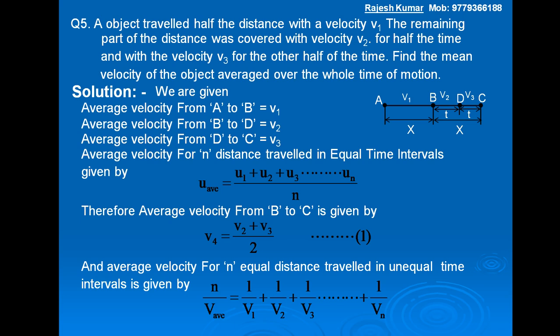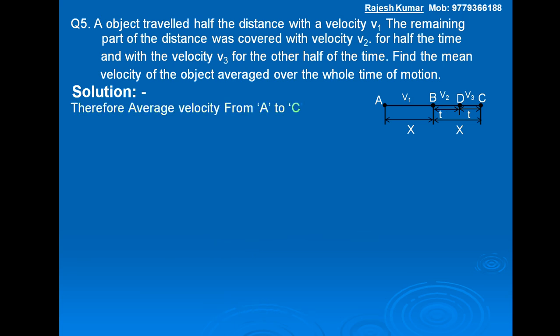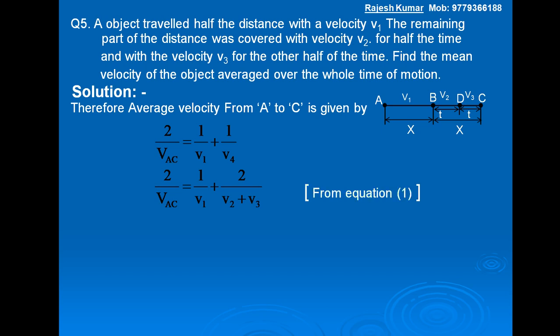So using this formula, the average velocity from point A to C is given by 2 upon VAC, where VAC means the average velocity from point A to C, is equal to 1 upon V1 plus 1 upon V4, or 2 upon VAC is equal to 1 upon V1 plus 2 upon V2 plus V3. That is, putting the value of V4 from equation number 1.